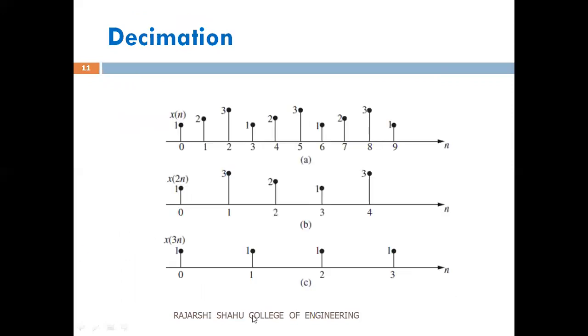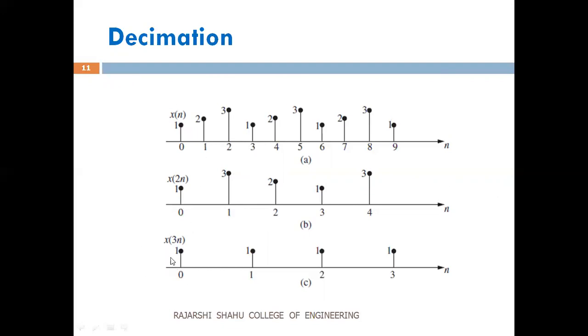Same signal is shown graphically here. Original signal x of n with the amplitude values 1, 2, 3, 1, 2, 3 repeated. Then decimation factor is 2. That's why the resultant signal y of n is equal to x of 2n. X of m into n, m value is equal to 2. That is decimation factor is equal to 2. So we can see here from a bunch of 2 samples, we have to retain one and another one we have to discard. Next, we will take the bunch of 2 samples, retain the first one, discard the remaining one, and that will be continued.